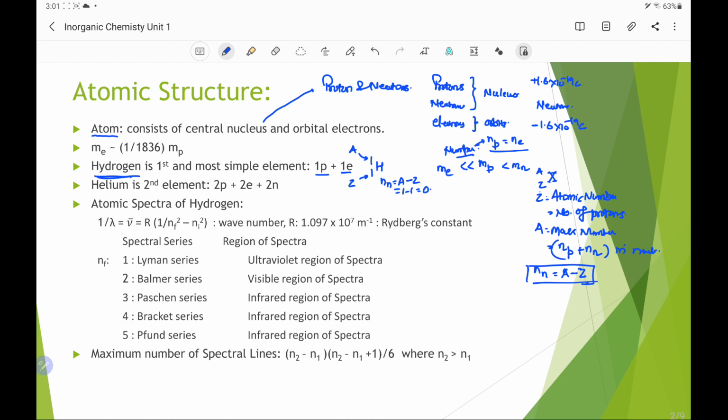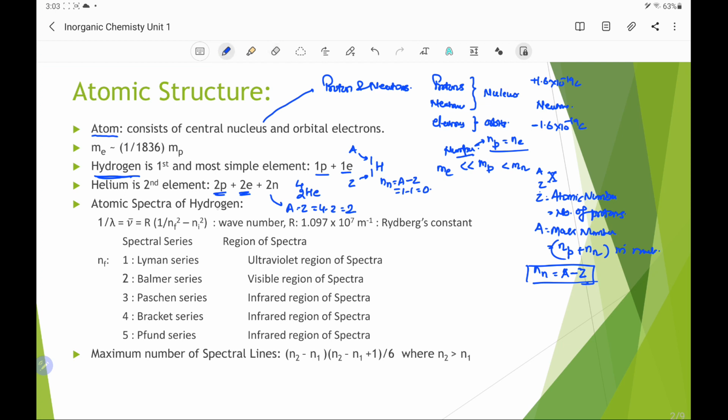Similarly, we can check for the other element, which is helium. It is written as 2He4. Its atomic number is 2, that means it has 2 protons and 2 electrons, and the mass number is 4, so the number of neutrons will be A minus Z, that is mass number minus atomic number, 4 minus 2, which is equal to 2. This implies that helium has 2 protons, 2 electrons and 2 neutrons.